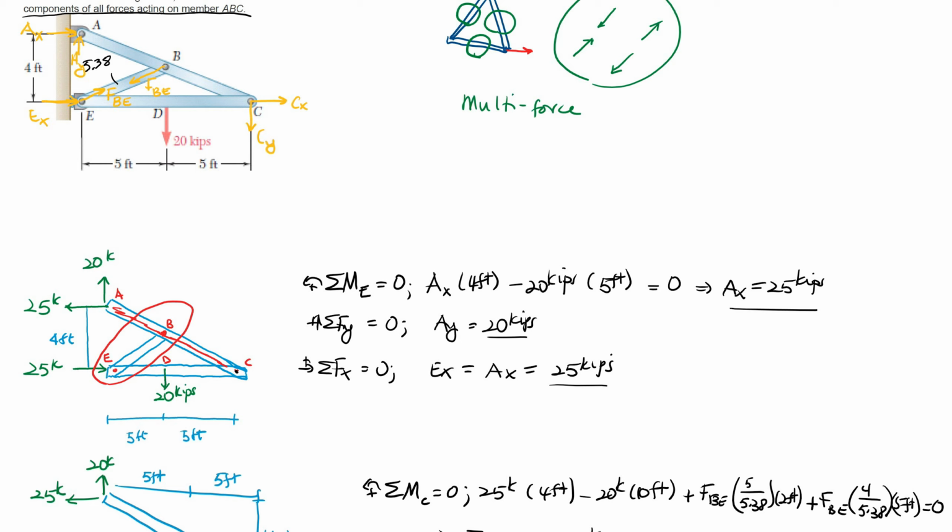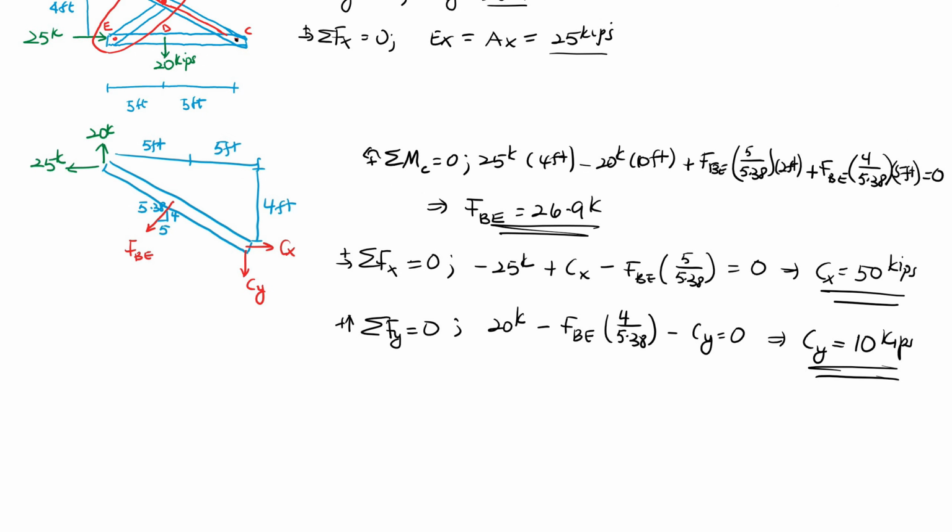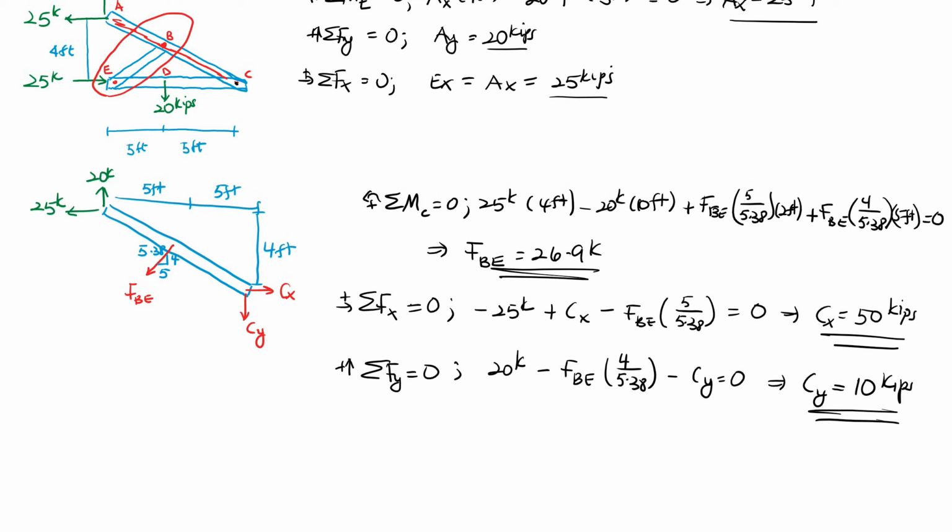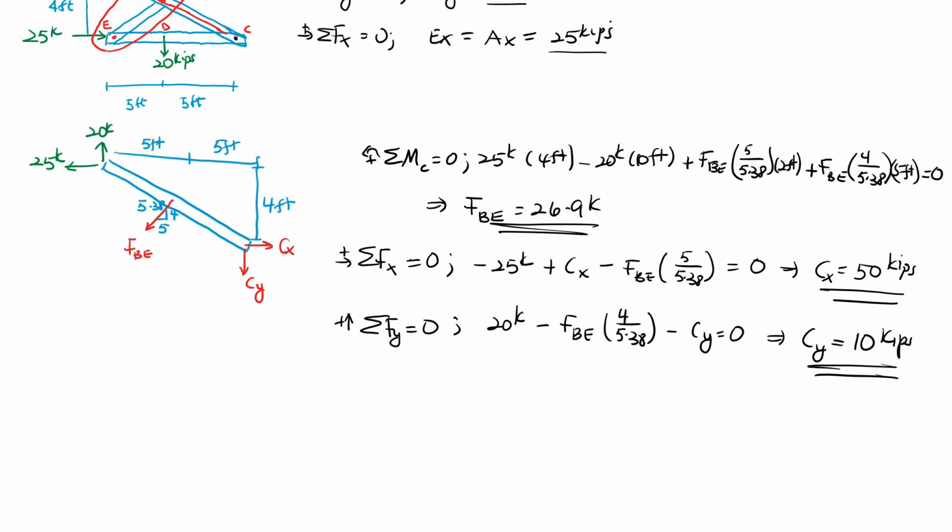So if you're answering the question, finding all the forces acting on member ABC, we found AX, AY, FBE, CX, CY, and that's right here. I hope that really helps clarify things.